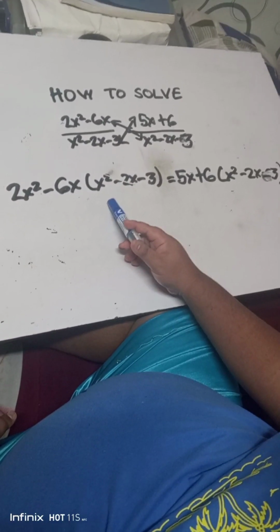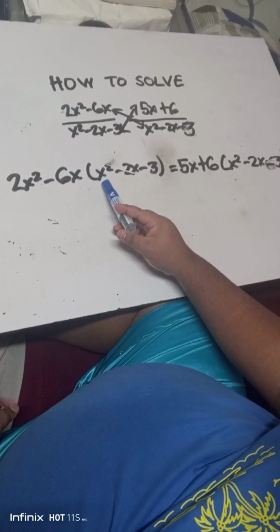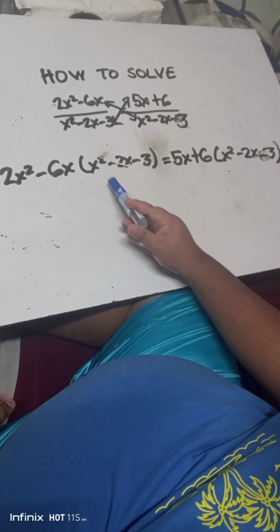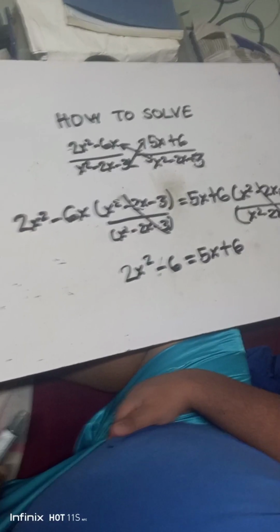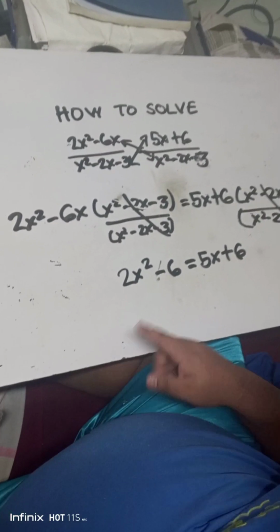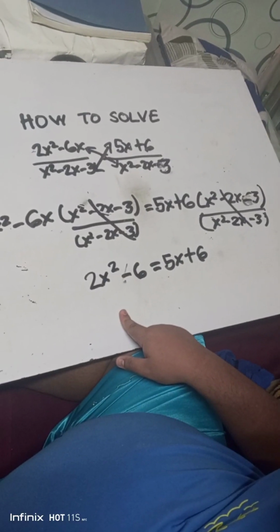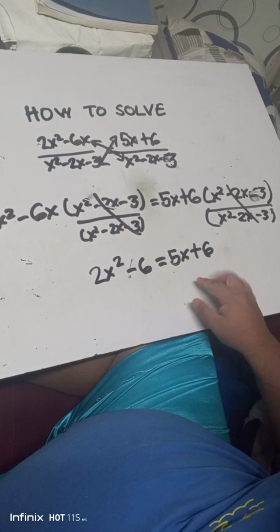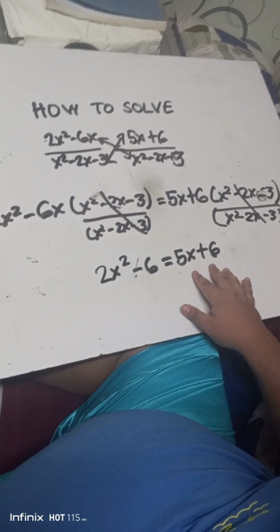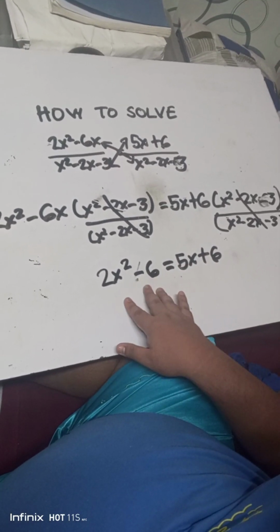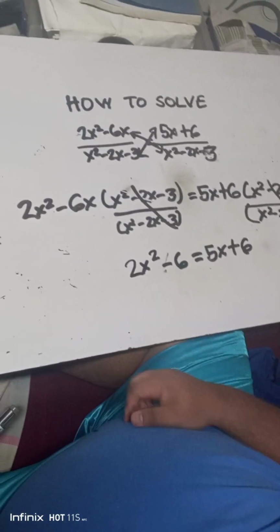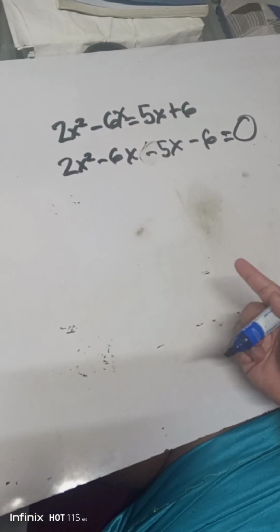Then divide by itself this expression to cancel this. If you follow this step, then it will look like this. Next step is to transpose all of this to both sides, this side to the left side. If you follow this step, it will look like this.